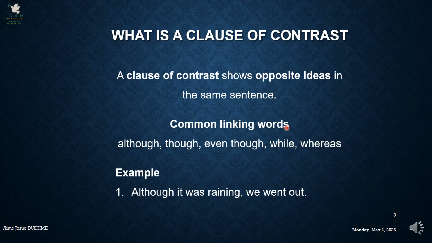we use while linking those two opposite ideas. We use words like although, though, even though, while, whereas. I use these words to join two different ideas which are totally opposite or different. I can say, although it was raining, we went out. You see, we have raining, the action of raining happening, and then the action of going out also happening. Although it was raining, we went out.